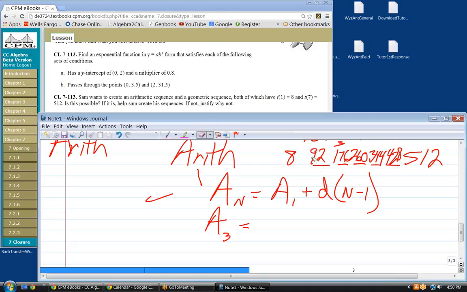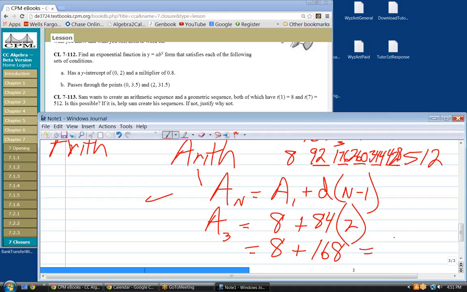Here's our sequence: 8, 92, 176, 260, those 7 numbers. Okay, so if I want to know the third term, I'm going to look at the first term plus the common difference I figured out was 84. Well, n is 3 because I'm looking at the third term, so 3 minus 1 is 2. And I'm going to take 8 and add 168 to it to get 176. Bingo, that is the third term.